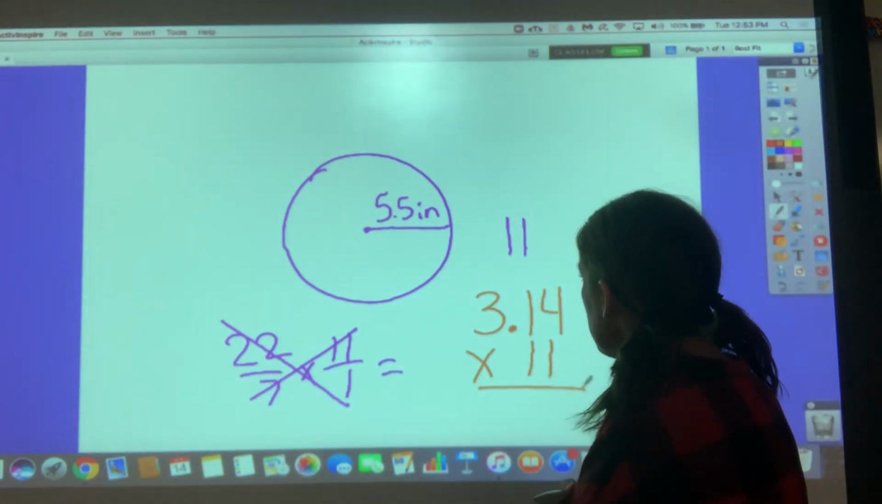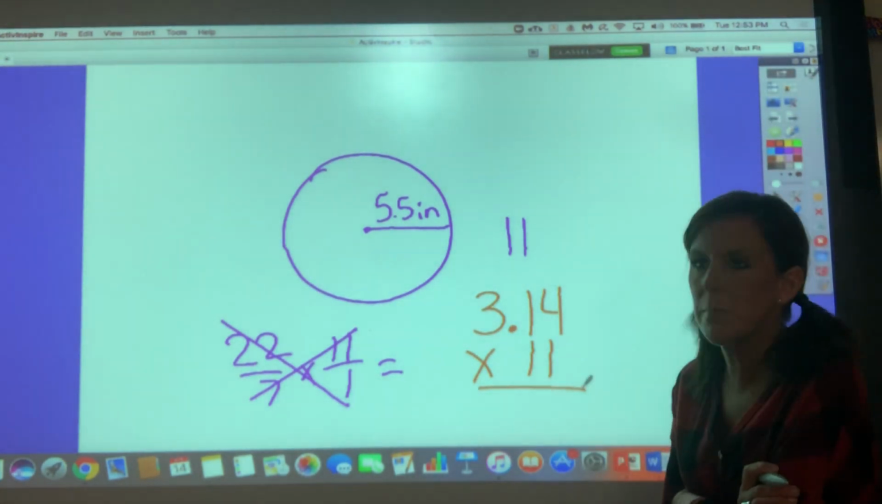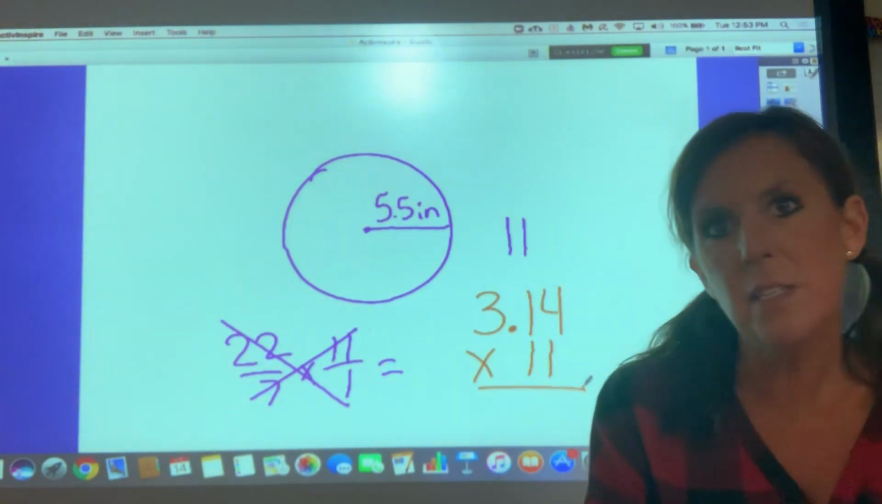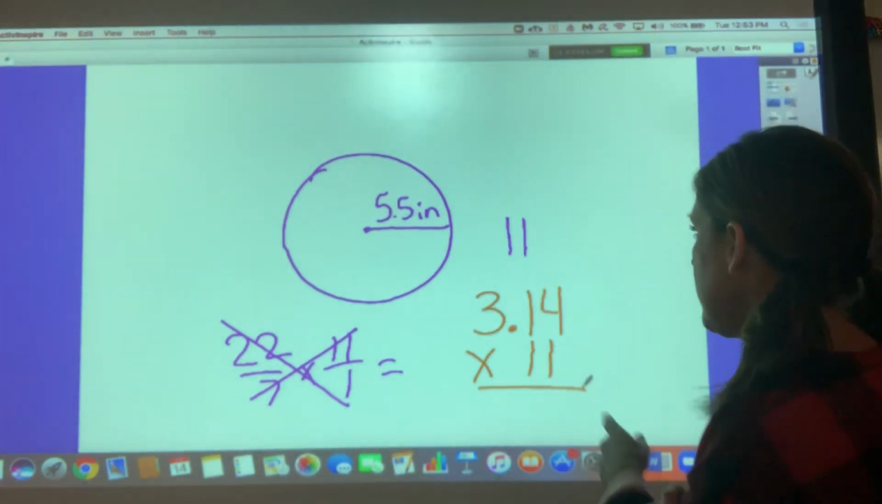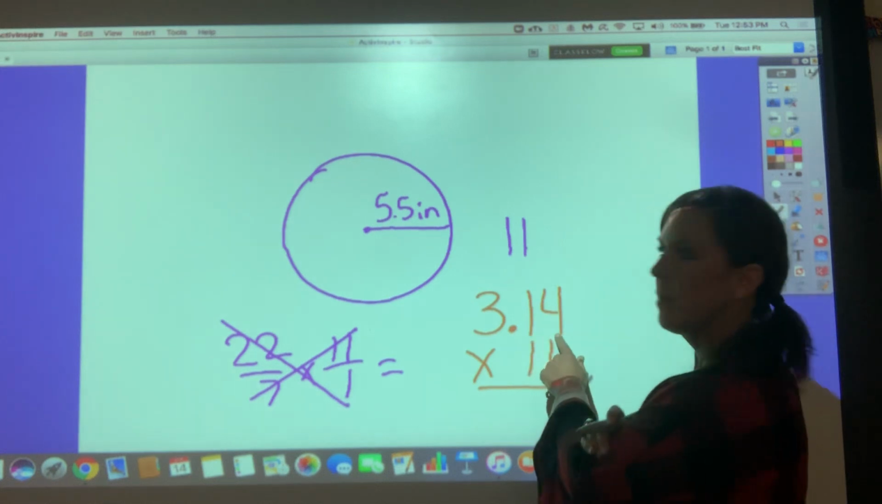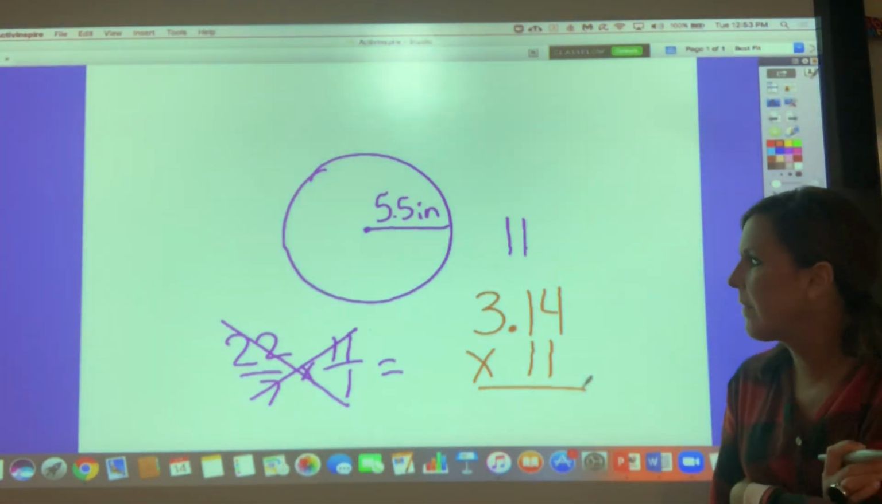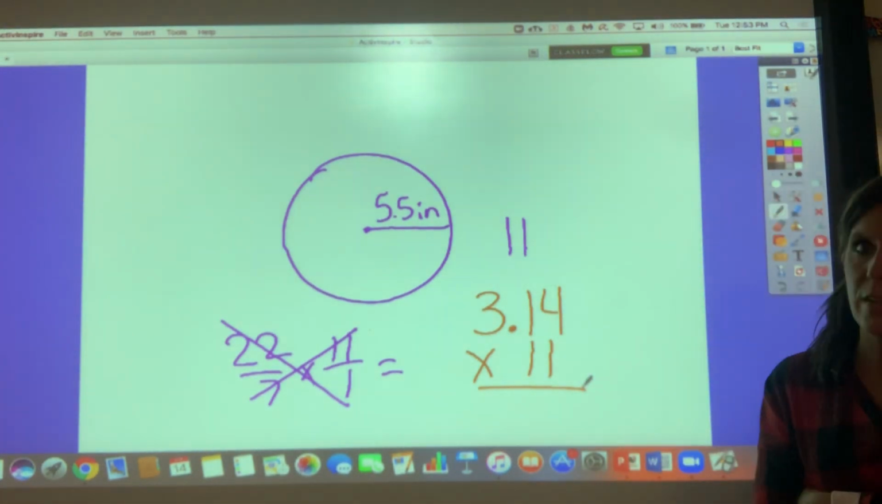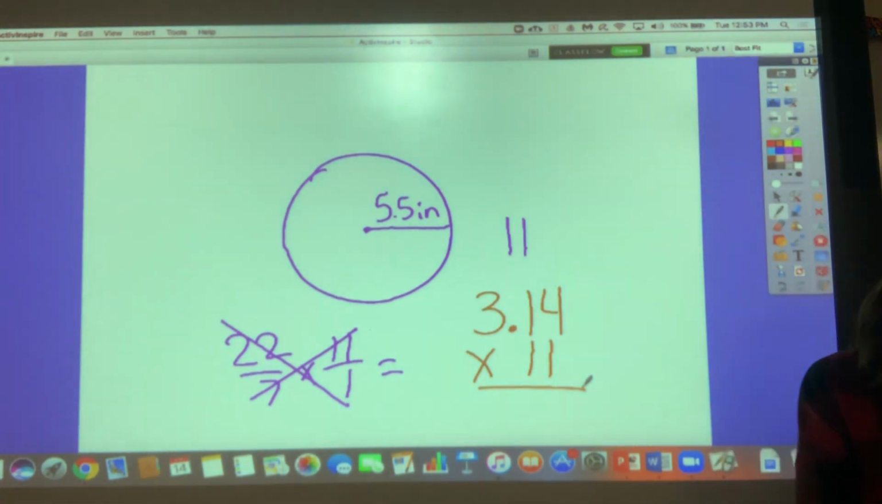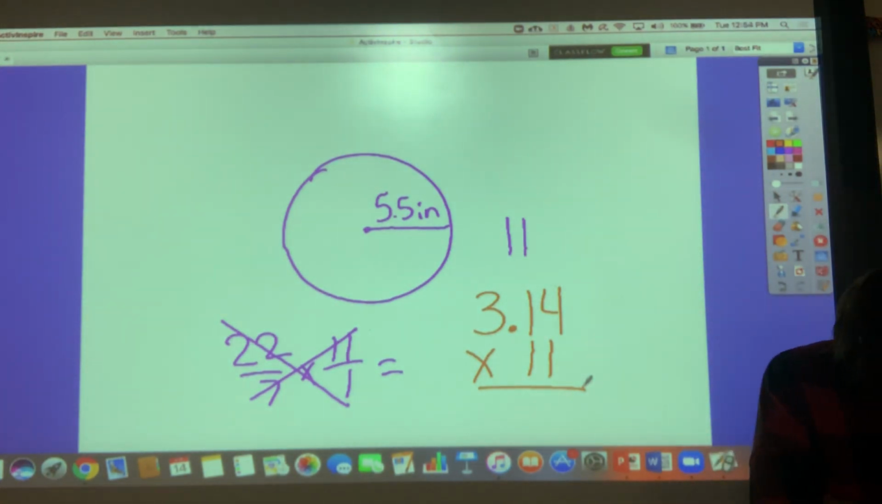So go ahead and multiply 3.14 times 11, and don't forget in your answer you need 2 places behind the decimal because the problem has 2 places behind the decimal. So 3.14 times 11, and see what you get.